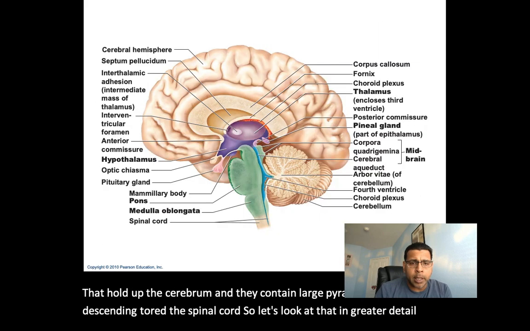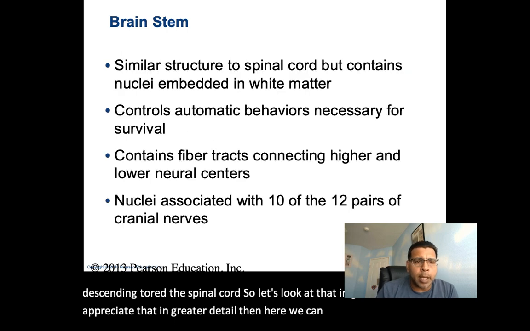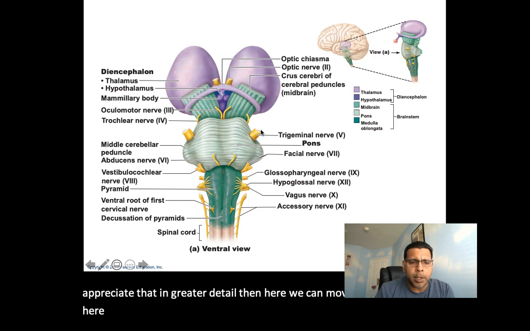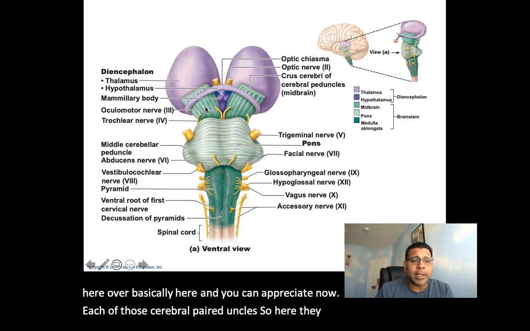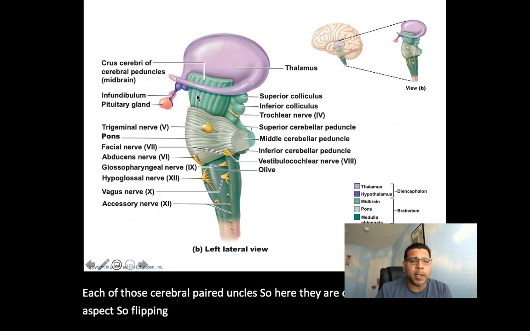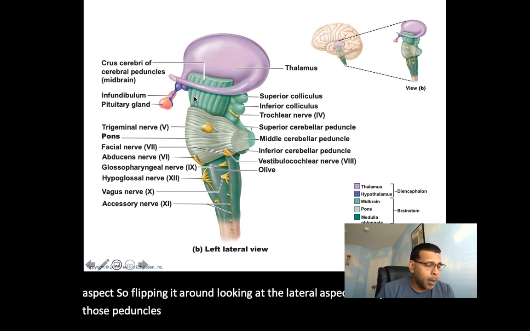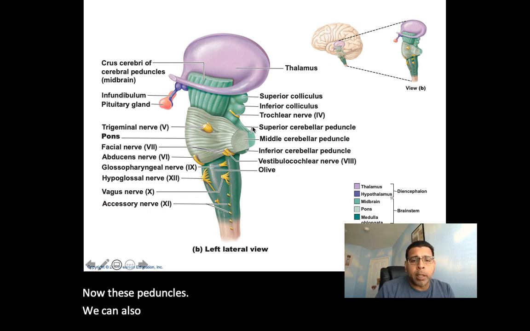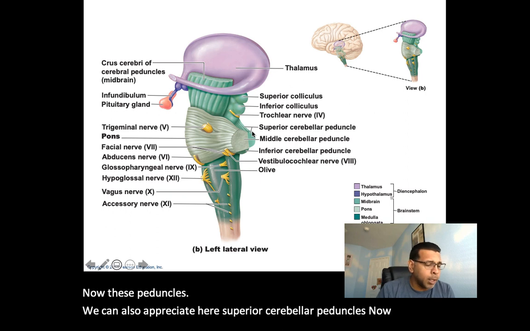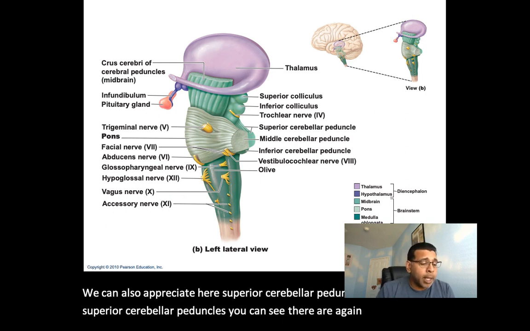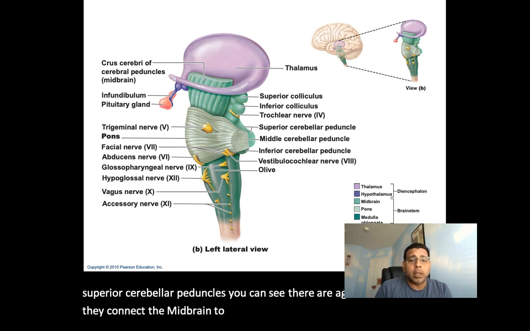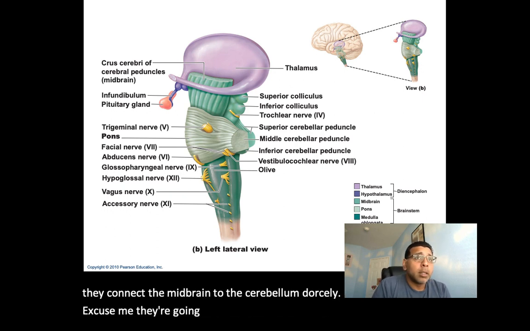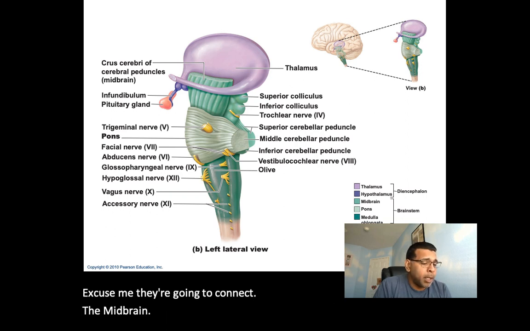To appreciate that in greater detail, we can move from this slide over here, and you can appreciate each of those cerebral peduncles. Here they are on that ventral aspect. Flipping it around, looking at the lateral aspect, you can see those peduncles there now. We can also appreciate here the superior cerebellar peduncles. These are fiber tracts, and they connect the midbrain to the cerebellum dorsally.